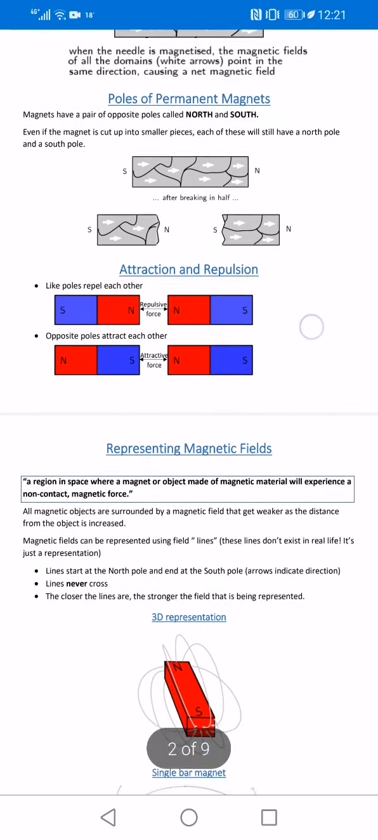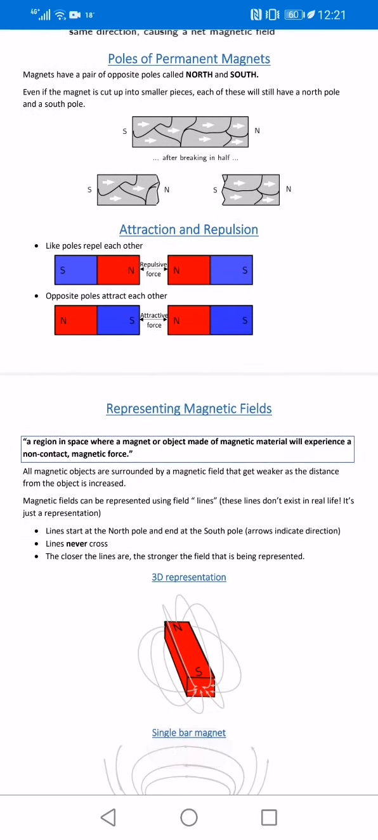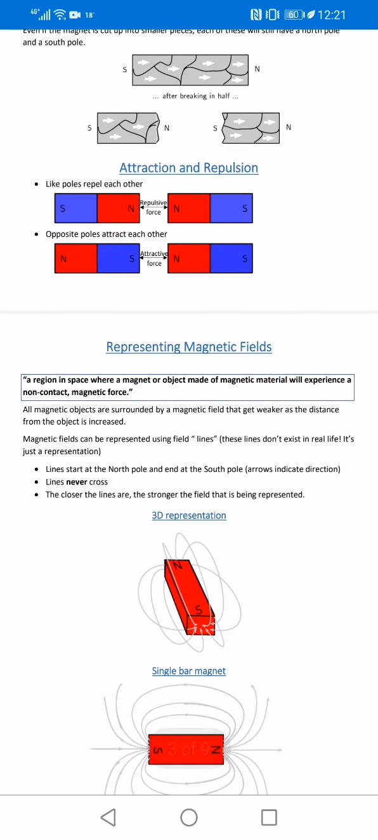Okay, then attraction and repulsion. I'm sure you've all already seen this in real life. I'm sure you've played with magnets and you've tried to force two ends together and it repels. So that has to do with the poles. If you try and force two like poles together, they will repel each other. You'll end up with a repulsive force. And if you try and put two opposite poles together, they will attract each other and stick together.